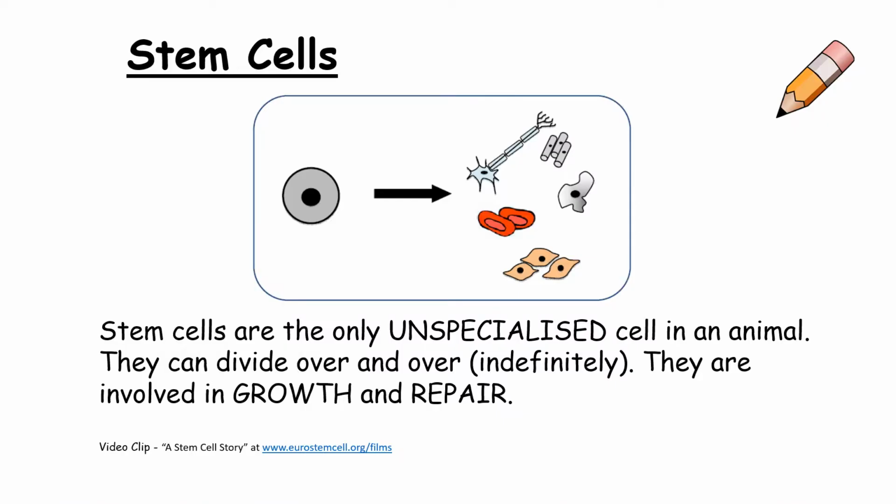So let's talk about stem cells. All of our cells in our body are developed from stem cells. Stem cells are the only unspecialized cell in an animal, so they are unique, and you need to note that stem cells are unspecialized cells. And these cells are special because they are the only cells in the body that can divide over and over and over again indefinitely, so they can divide as many times as they need to. Stem cells are needed in the body for growth and repair, and you would want to make sure that you have written a note on the fact that they're unspecialized, they can divide indefinitely, and that they are involved in growth and repair.